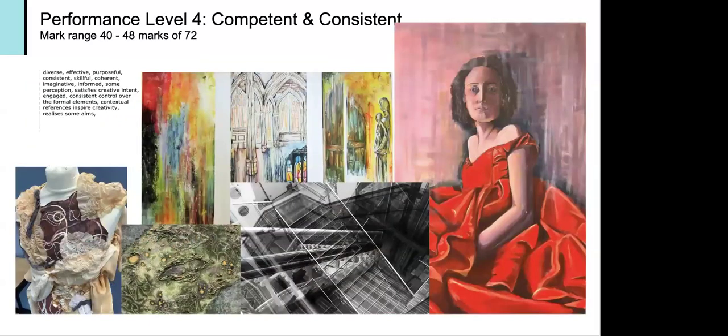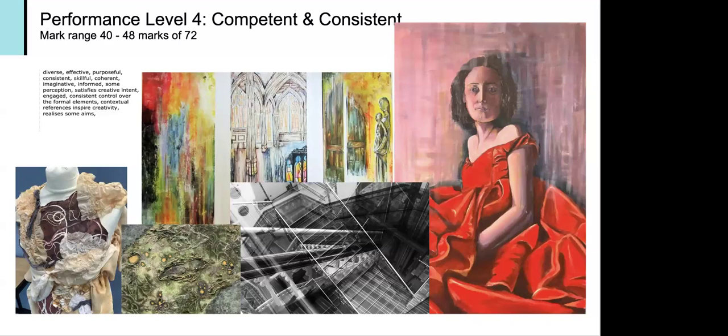When we get to performance level 4, we're starting to see students where things are becoming diverse, they're effective, and this is probably where you're trying to get the majority of your students. It's effective, it's consistent, it's informed, it satisfies creative intent. And as you look at the images there, if you're familiar with the exemplar gallery, you'll see samples there that you recognise, and recognise that there's a lot of work gone into these.